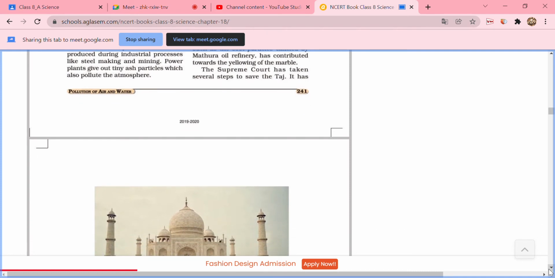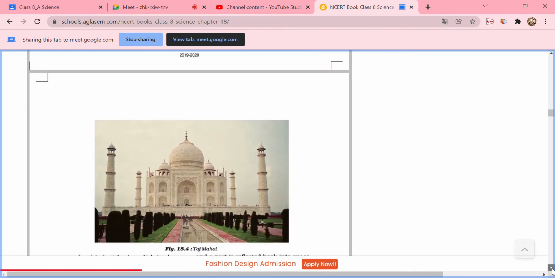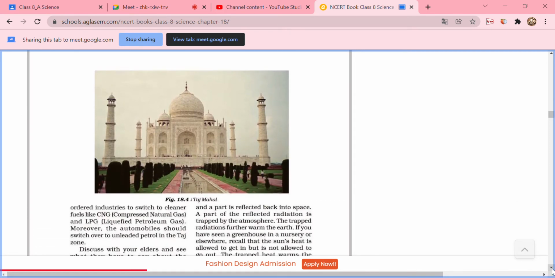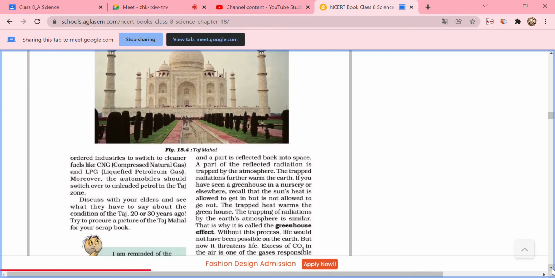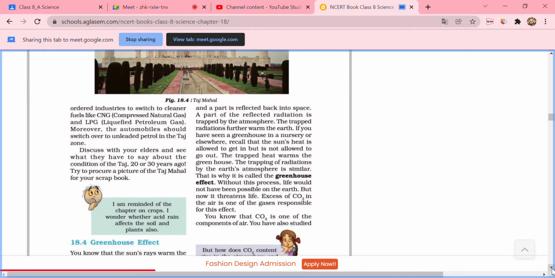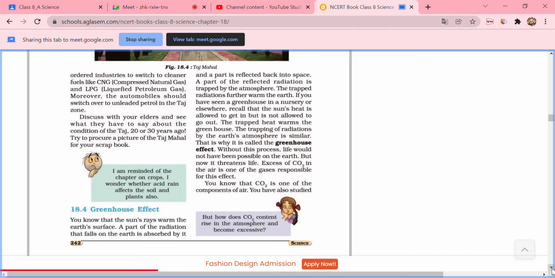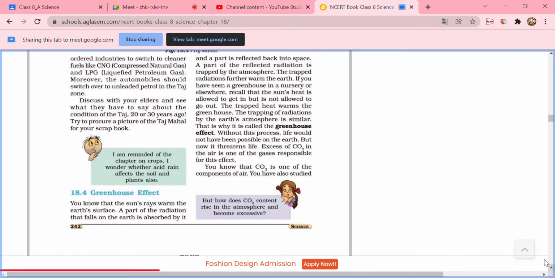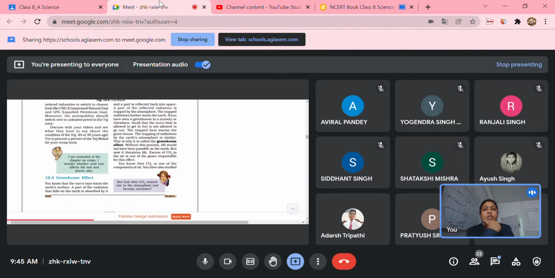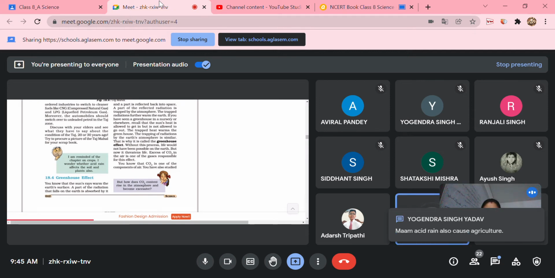Ma'am, they have passed a law in which they said that no vehicle around the area of the Taj Mahal should run, no vehicle of petrol and diesel. So what did they have to do? They have to switch the vehicles to cleaner fuels like CNG and LPG. CNG means compressed natural gas.